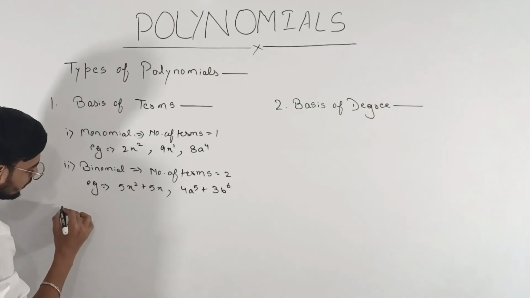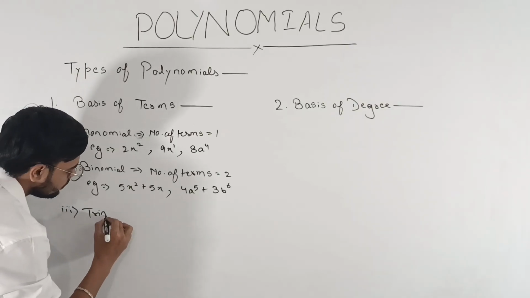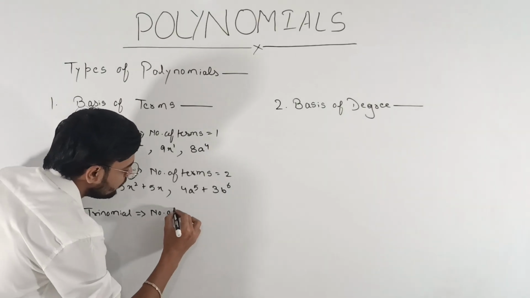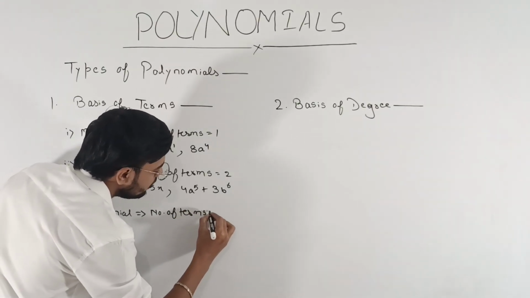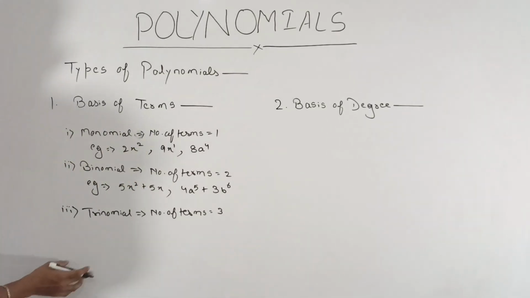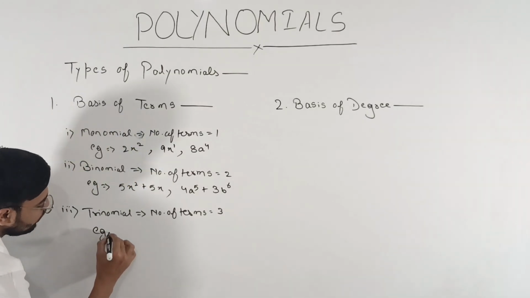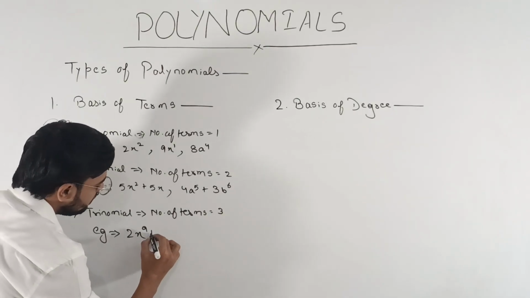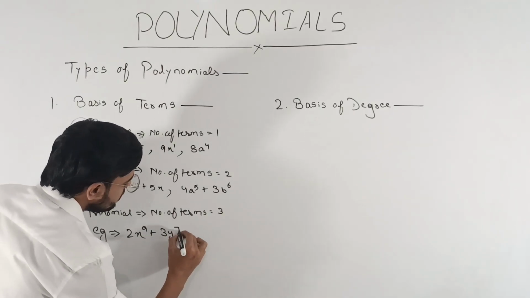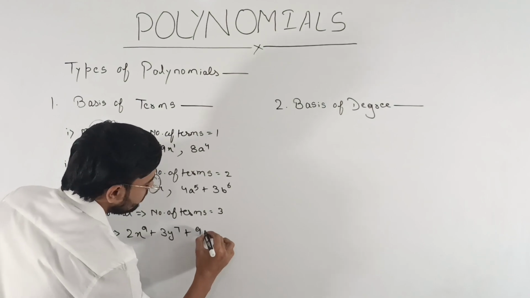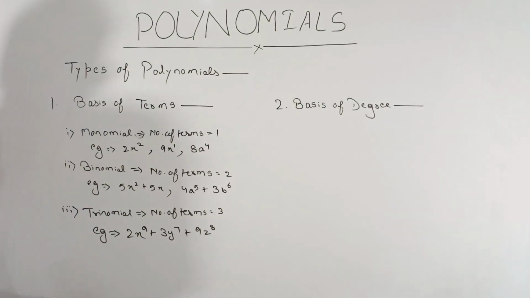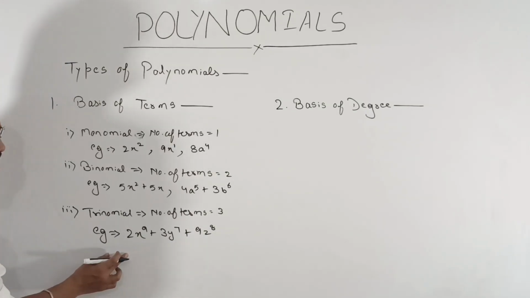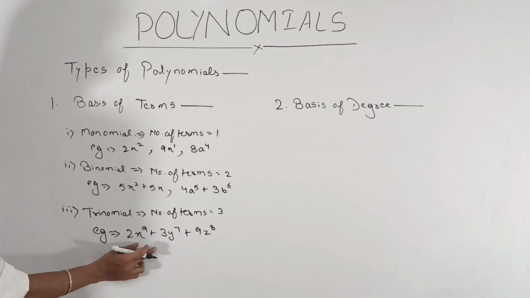Now, last one is the third, trinomial. When number of terms is equal to 3, then the polynomial is called trinomial. Look at the example. Suppose I write 2x to the power 9 plus 3y to the power 7 plus 9z to the power 8. Now look in this case. One term, two terms, three terms. There are a total of three terms. That's why this polynomial is called trinomial.